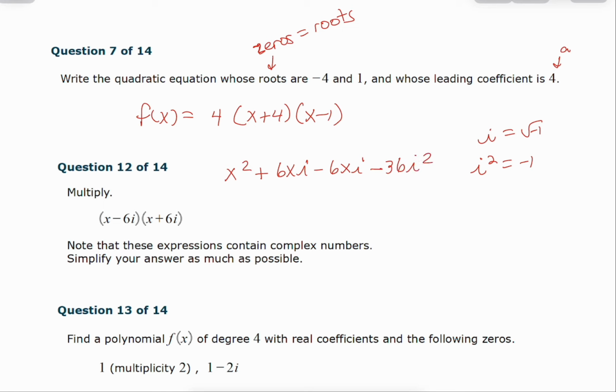Now, it says simplify your answer as much as possible. Because we're simplifying our answer as much as possible, some things that are really nice are going to happen. Those are going to cancel. Remember, i squared is equivalent to -1, so that's really negative 36 times -1, or x squared plus 36. So it should end up simplifying way, way down for you, okay?